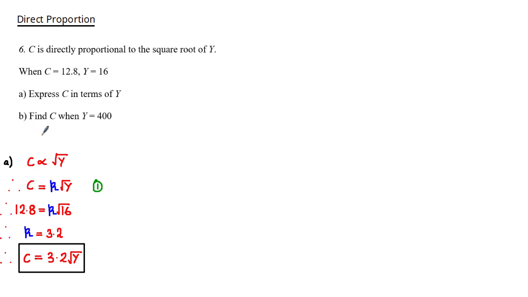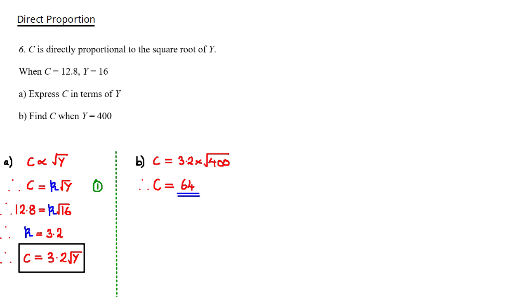For the second part, we need to find c when y is equal to 400. So simply subbing the value of y equal to 400 into this formula gives us that c is equal to 3.2 times the square root of 400. And if you work this out on your calculator, you'll get that c is equal to 64.